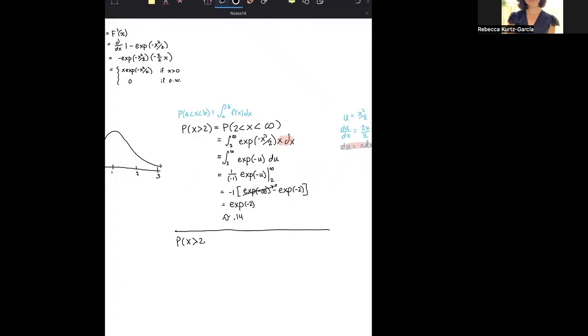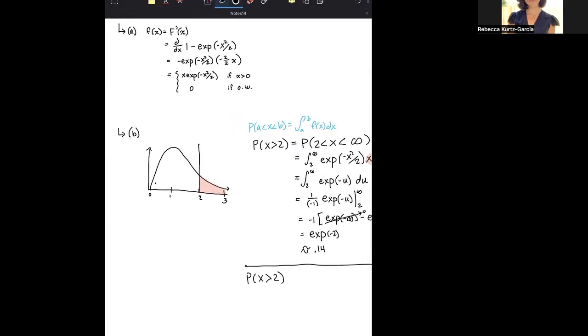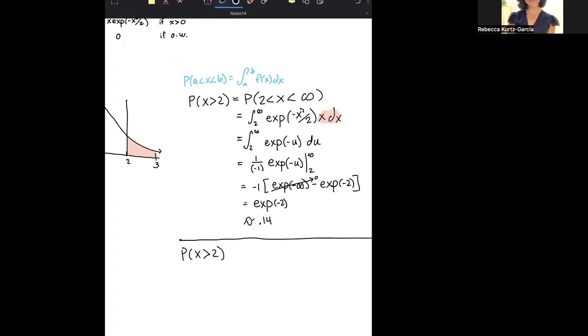Probability that x is greater than 2. The range that I'm trying to get is this tail area over here. What I can remember about PDFs and PMFs is that if we take the integral over all the values in the support, the area under the curve needs to be equal to 1. And with PMFs, it's the sum of all values in the support. So I can leverage that property and make this 1 minus the probability that x is less than 2.